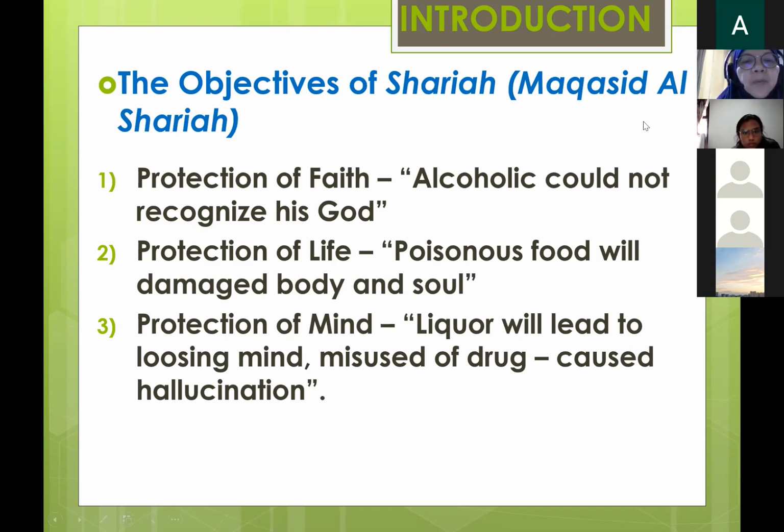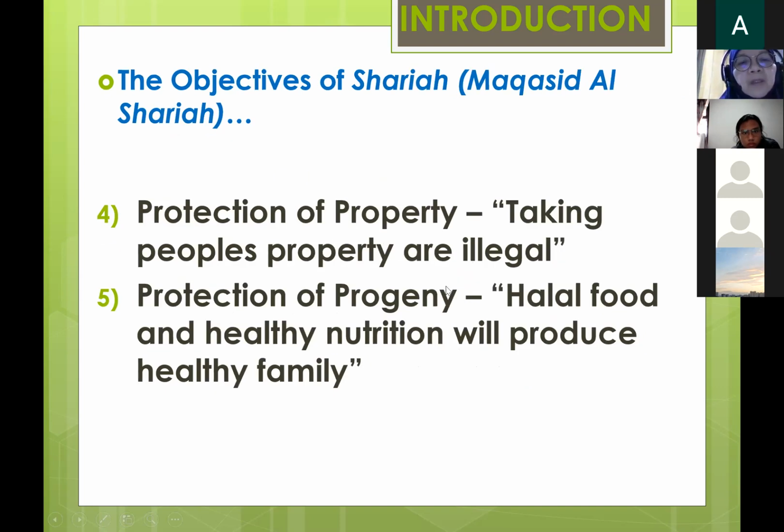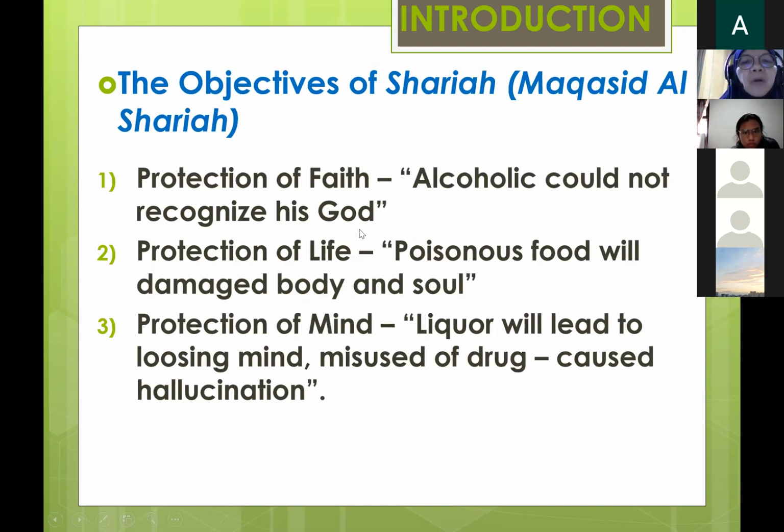Number one, to protect faith, our faith. Number two, to protect our life. Number three, to protect our mind, to protect our property, to protect our progeny. Okay, so as I said earlier, halal does not only apply to food, but to things other than food: action, our economy, our daily activities. So in general, Sharia law is for the benefit of mankind in these five aspects.